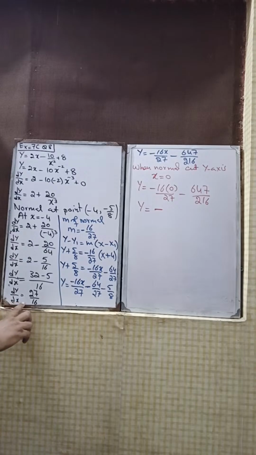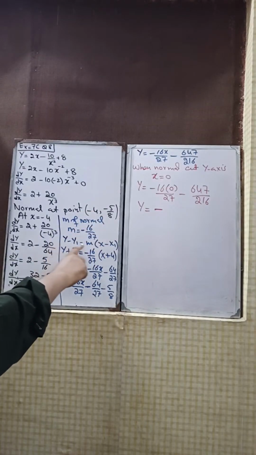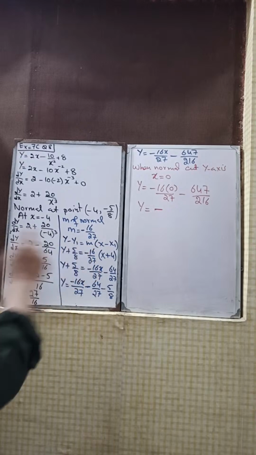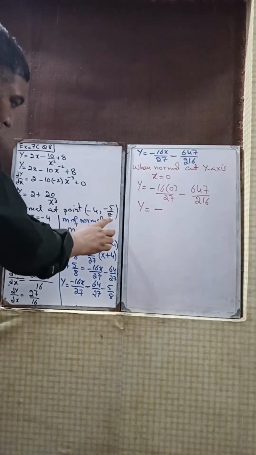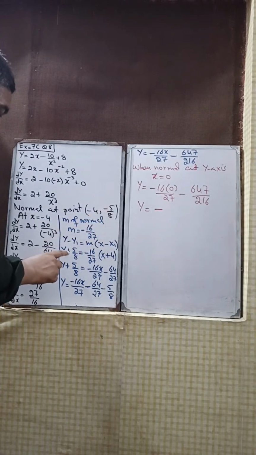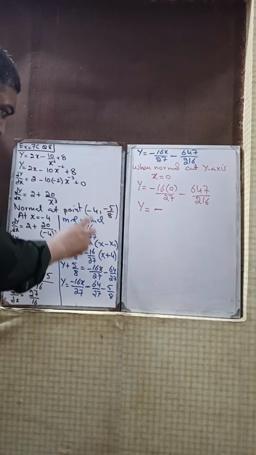So this is the gradient of the tangent. The gradient of the normal will be reciprocal of this and sign change. So I changed its sign. I made it minus 16 by 27. So at this point, the equation of the normal will be y minus y1 equals to m bracket x minus x1. The point is minus 4 comma minus 5 by 8. Okay. So the y value is minus 5 by 8. So it will become plus 5 by 8 plus, this is the gradient, x minus minus plus 4.